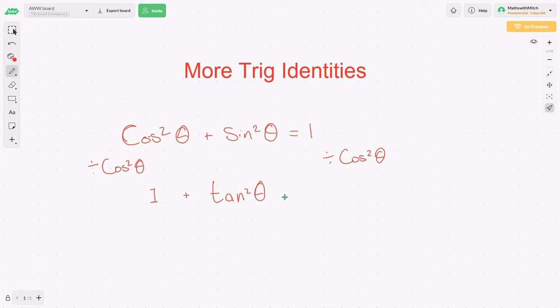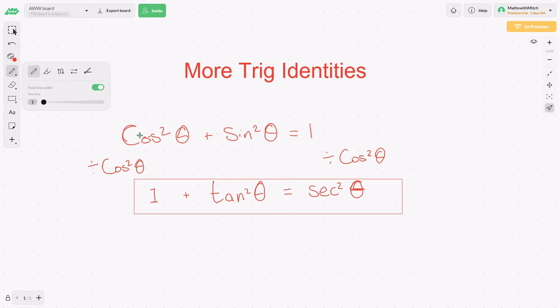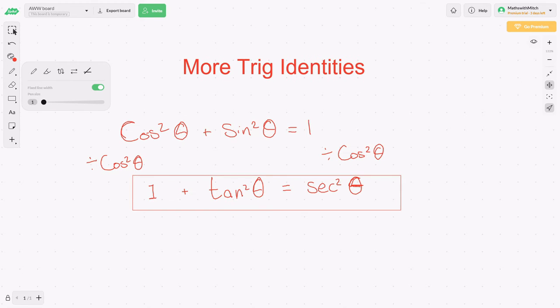Tan squared theta equals, and then on this side we have 1 divided by cos squared theta, so we have the reciprocal of cos, which is sec, so we have sec squared theta. So that is our first identity that we're going to be using in addition to the fundamental. And let's now look at our second identity.